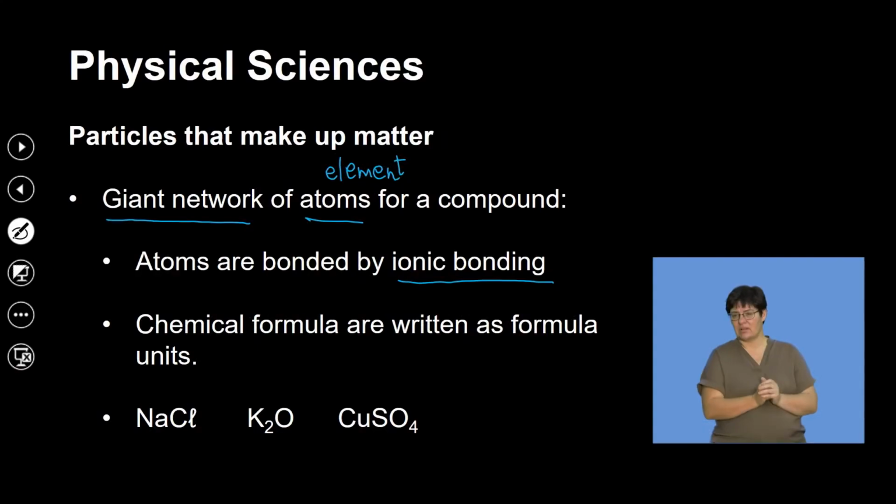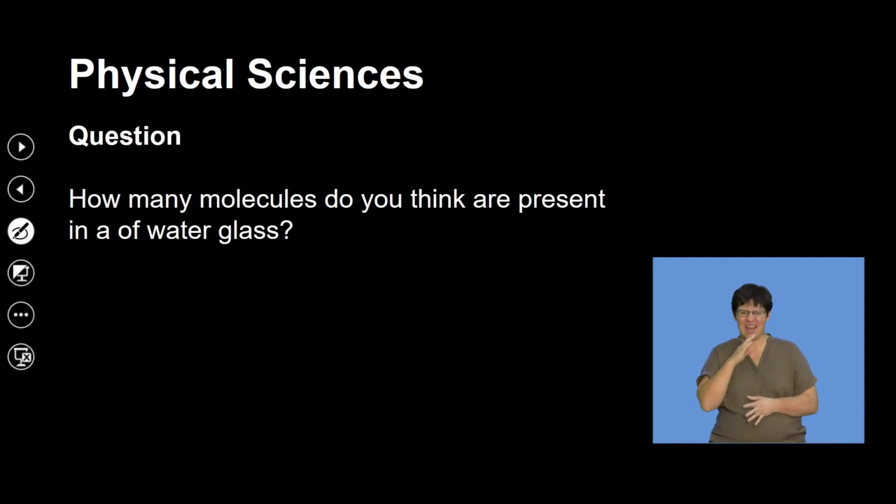So an example, this is a combination of sodium and chlorine, which is sodium chloride. This is a combination of potassium and oxygen, which is potassium oxide. Take note, oxide. And then this is copper sulfate, right? So these are just simple examples. Now, the question here is, how many molecules do you think are present in a glass of water? We're talking about molecules. Why are we saying molecules while referring to water?